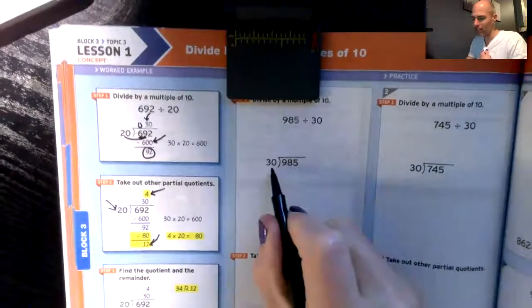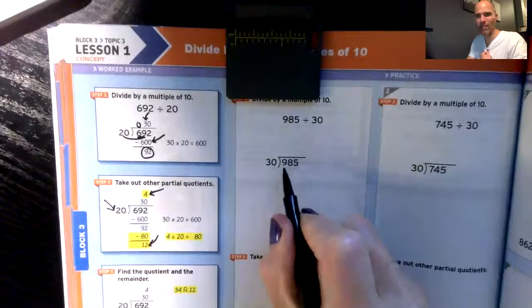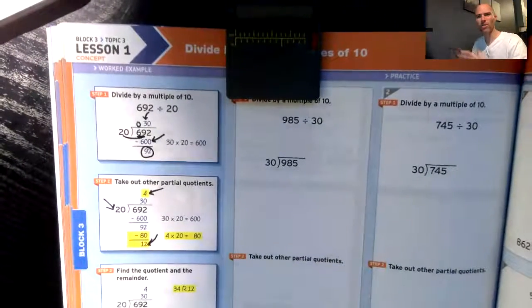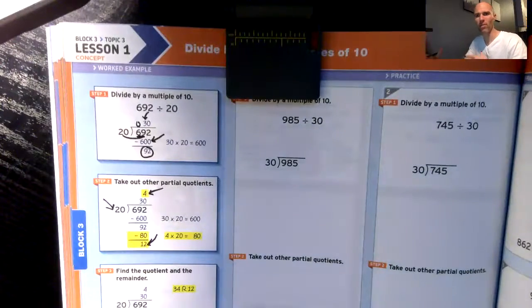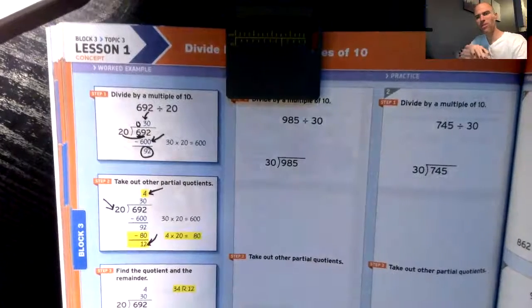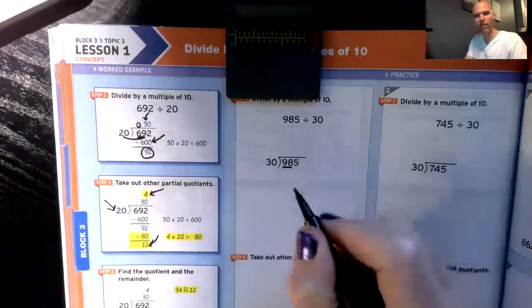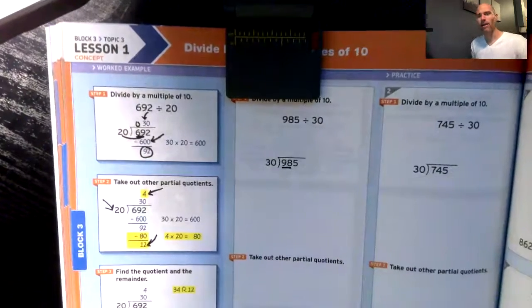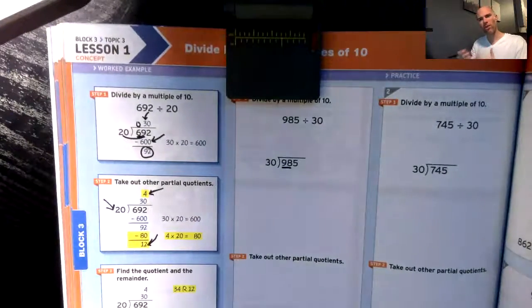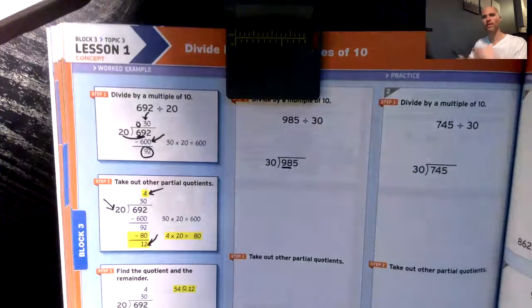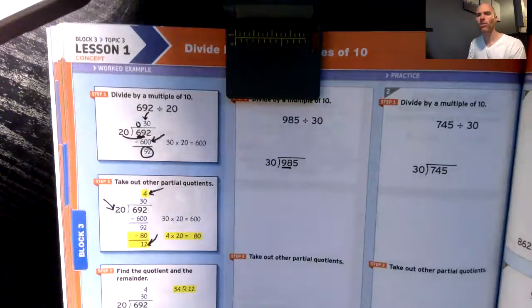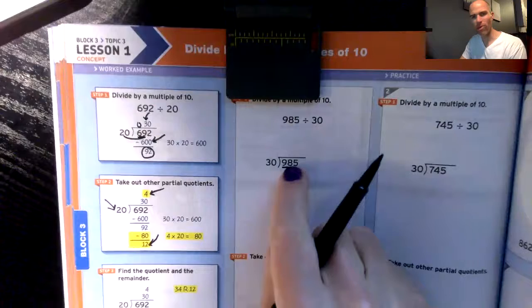So let's check if 30 can go into 9. Obviously it can't, right? There's no way a 2-digit number could ever go into a single-digit number. So let's just skip that step, and instead think of how many times 30 goes into 98. If that's hard for you, trying to go 30, 60, 90, then what you can do instead is just think about the 3 and the 9.